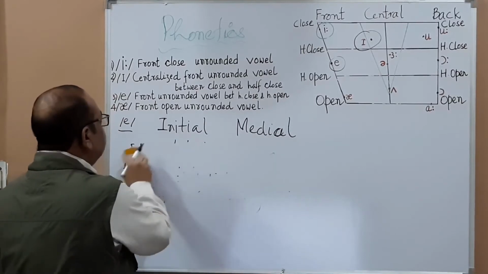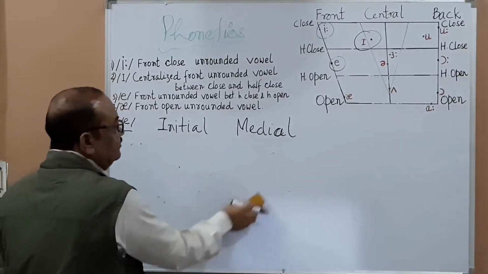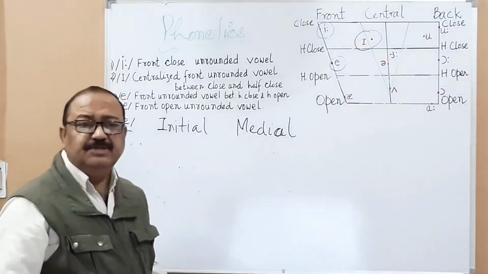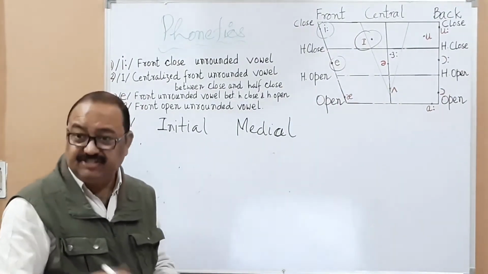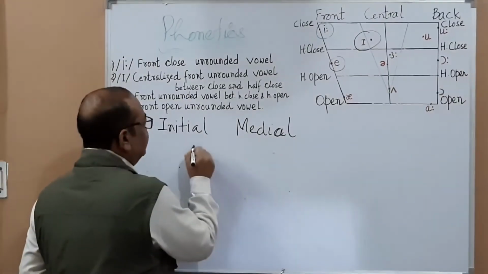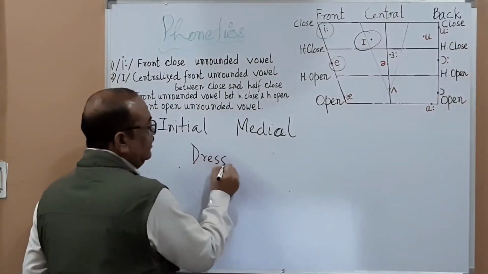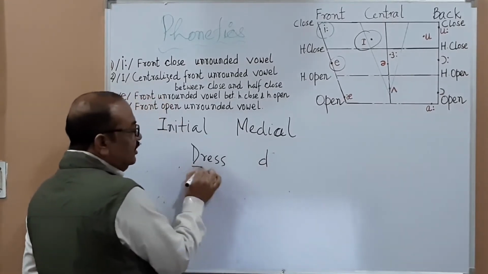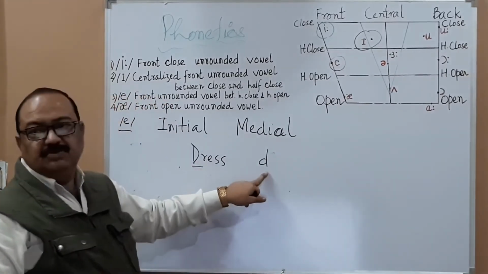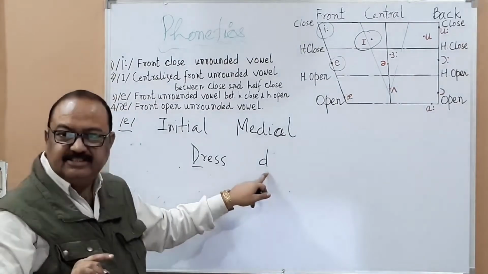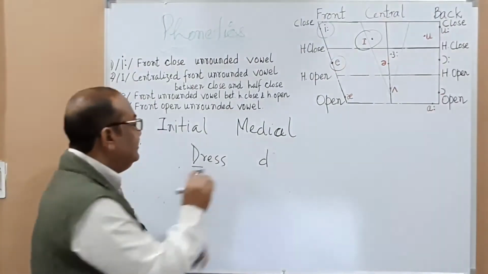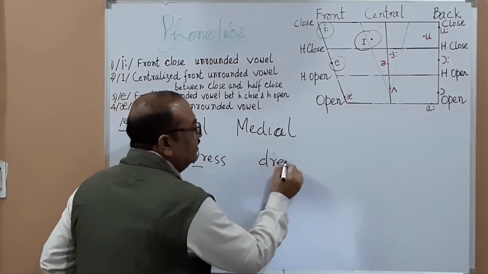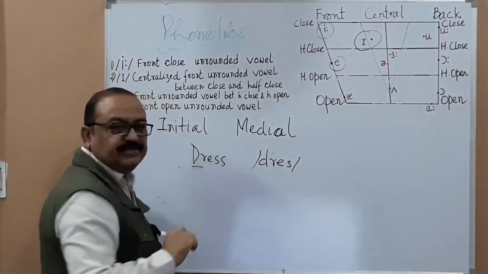Now here these were initial positions. Now the medial ones. Medial is very easy to guess. Yes. Dress. Good. Here, is this how you write dress? I told you that we write with small letters when you are writing phonetically. The, then ra, then the vowel, then sa. Dress. Yes.